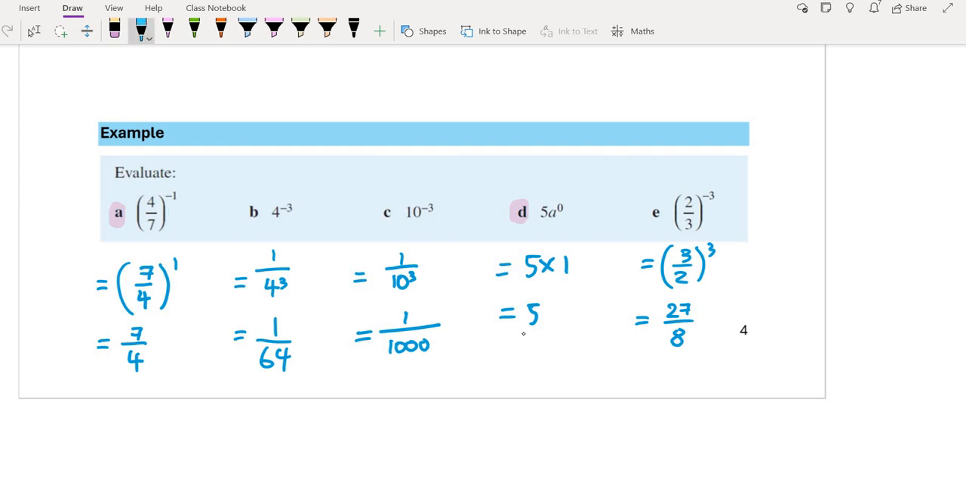And lastly, when we look at something like this, often we see the power of 0 and we think, oh, okay, this is going to equal 1. But one thing we need to realize is that it's the same as saying 5 times a to the power of 0. So it's actually 5 times 1, which equals 5.